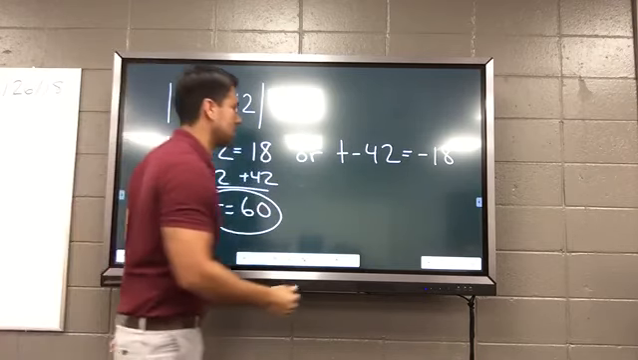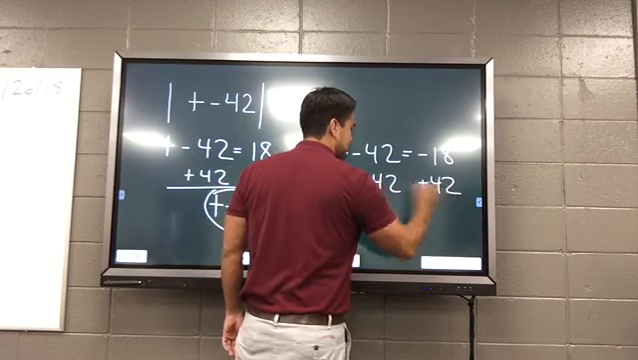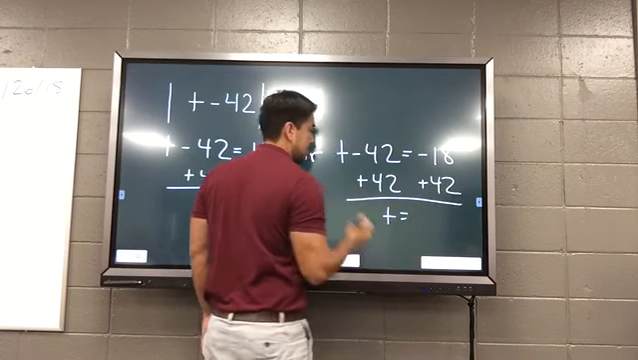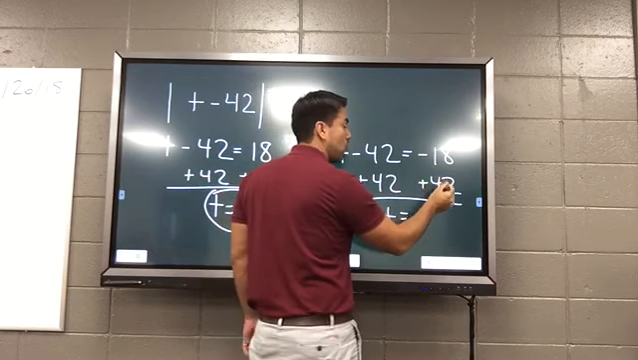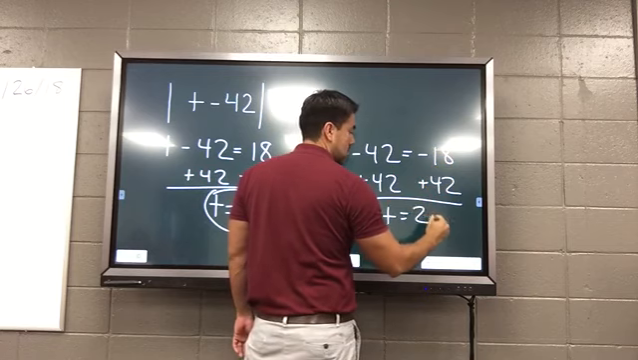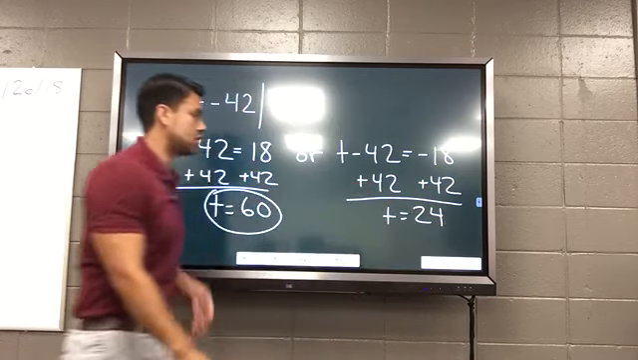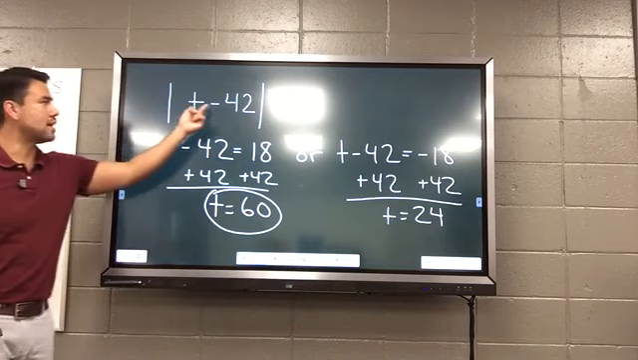Marissa, solve the second one. Okay, so I added 42 to each side. Oh, that's nice. So you had to do 42 minus 18, and you get 24, because you have opposite signs. 24. But 24 can't be the answer too, can it? What's 24 minus 42?